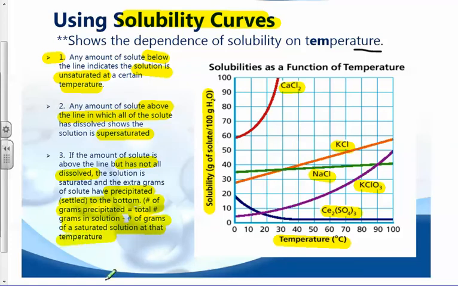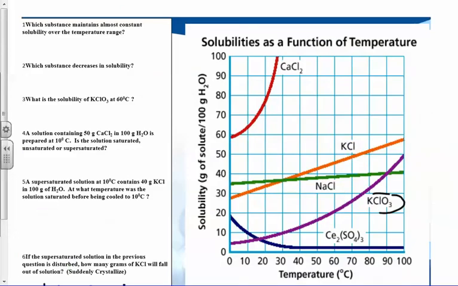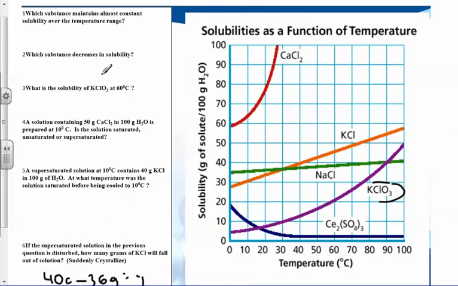So we're actually going to do some of those problems. All right. So let's take the same graphic and see what we can figure out about it. So let's answer question number 1. Which substance maintains almost constant solubility over the temperature range? Take a look at your curves over here and see if your eye can find one that looks pretty much the same temperature and solubility relationship.